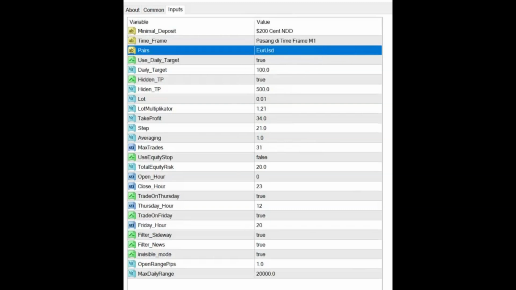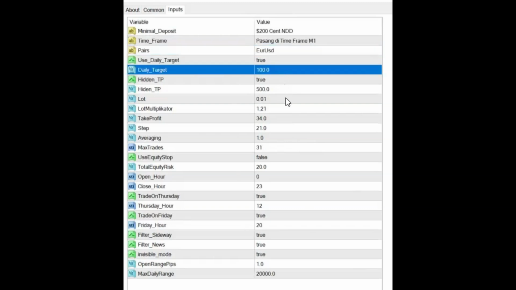Literally, this is what it pulls up. These are what I have not changed. Now, daily target, $100. If you reach $100, it will stop trading. If you want to change that, feel free to. On a bigger account, I might do that. On a $2,000 account, if I hit $100, it means it's a very active day, and I'm good with stopping trading.